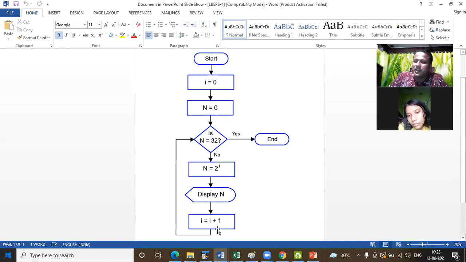Then I value is incremented to 3. Now is 8 equal to 32? No. So 2 to the power 4 is 16. Clear? Can you understand? Yes, sir. Draw this. Yes, sir.